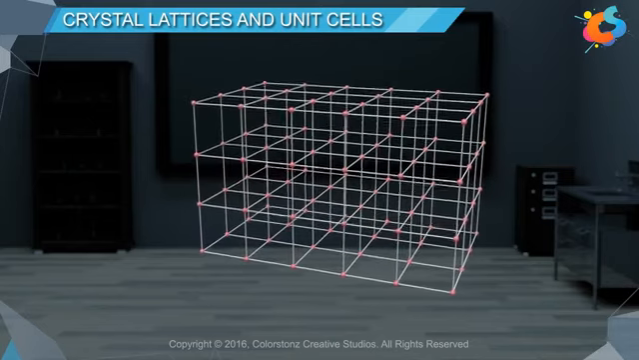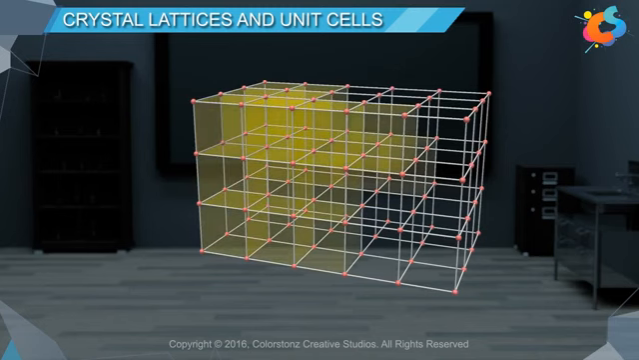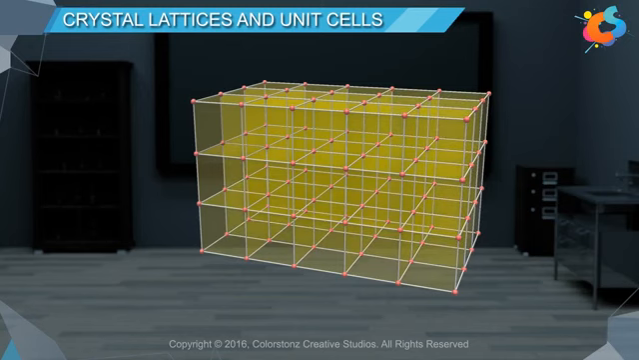Now, if we observe this crystal lattice, we can notice that there is a small group of lattice points that repeats itself again and again to form the entire crystal lattice. This small group of lattice points is known as a unit cell. Thus, a unit cell is the smallest portion of a crystal lattice, which, when repeated in different directions, generates the entire lattice.